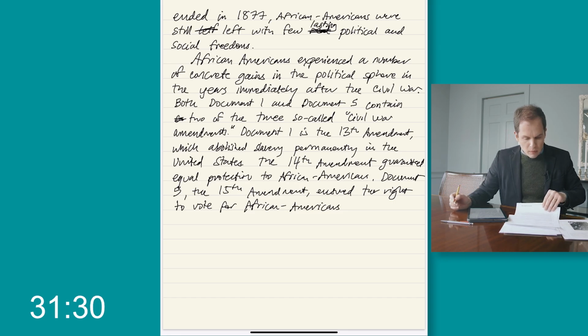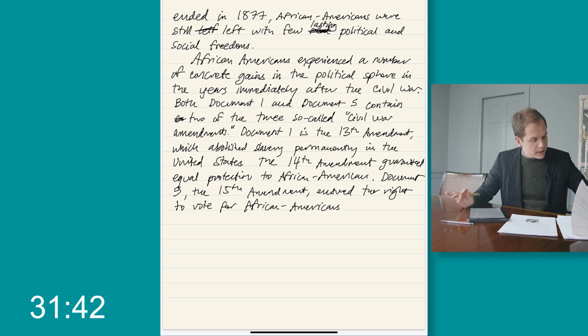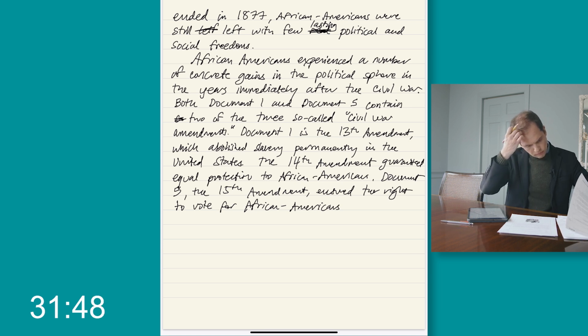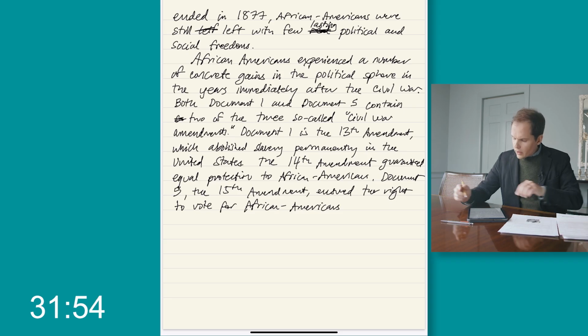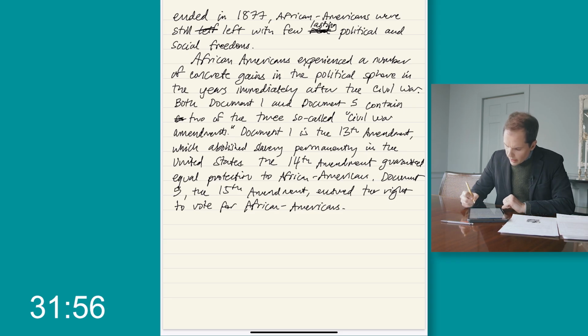I'm citing document 1, which is the 13th Amendment, and document 5, which is the 15th Amendment. And since I studied, I know that the 14th Amendment was about due process and equal protection, so I smuggled that in there. 3, 5, 6, okay.